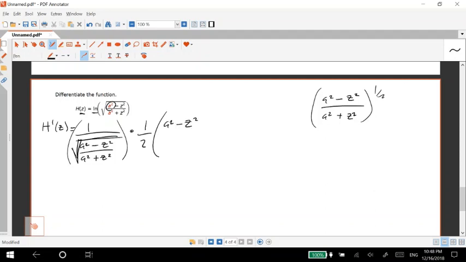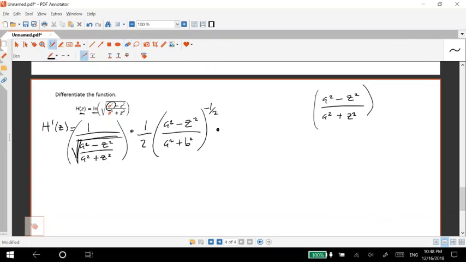Remember, we're not touching the inside yet. We're not taking the derivative of that. We're working our way in. 1/2 inside to the negative 1/2. And that is just using the power rule that we're so familiar with. Okay, times derivative of the inside, working our way in, working our way down. So what we've got here, our inside now is this part.